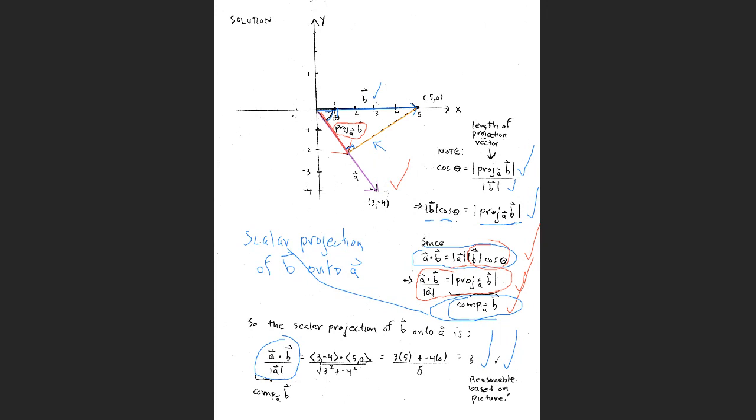Now, we get a value of 3. And I ask here, is that reasonable based on the picture? If you think about the red, the vector B, how many units is the vector B? Five units. That's right. How many units long does the red projection vector look to be?